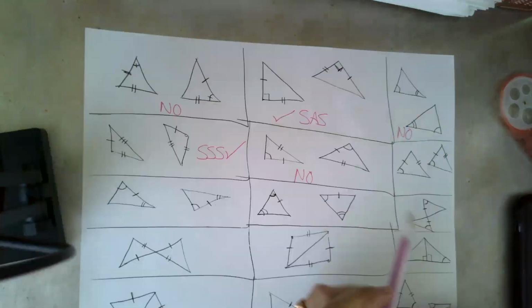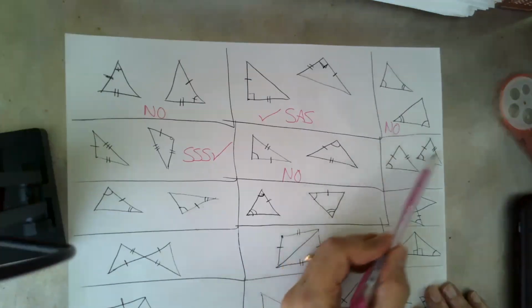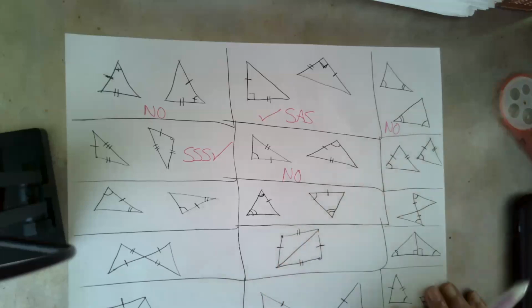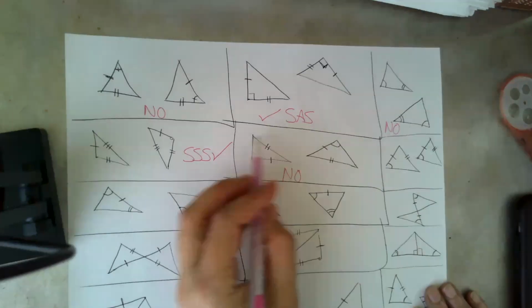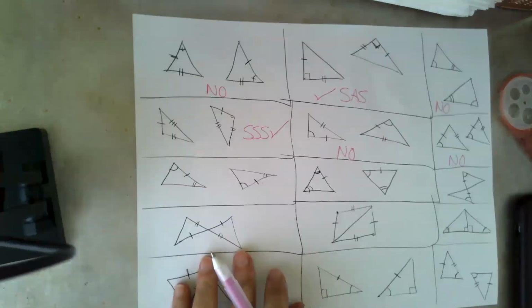All right, over here, we have side and another side and not the angle in between them. So these are the same actually. Nope, we don't know they're congruent.